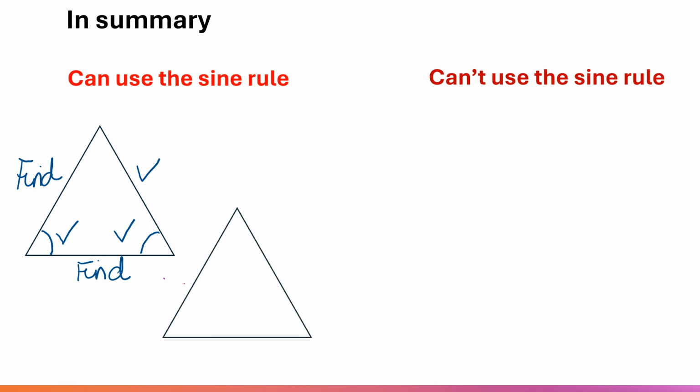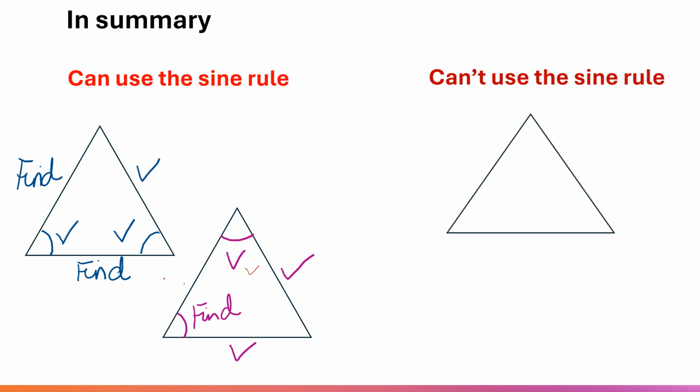Or, you're given two sides and a non-included angle. What is the included angle? An included angle is the angle that's wedged between the two sides. This is called an included angle. So you can only use the sine rule when the angle given is not an included angle, as shown here. So that's one situation where you can use the sine rule.